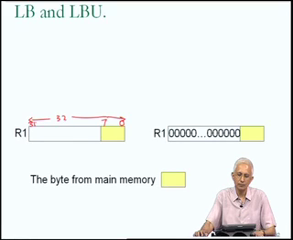The difference between the two is that load byte unsigned always fills the rest of the register with zeros, whereas load byte, the signed version, will fill the rest of the bits of the register in different ways depending on what the most significant bit of the byte which has been loaded from memory is. For example, if the most significant bit of the byte that has been loaded from memory is a 1, as shown in the example over here, then the load byte instruction will fill the remaining 24 bits of R1 with 1s.